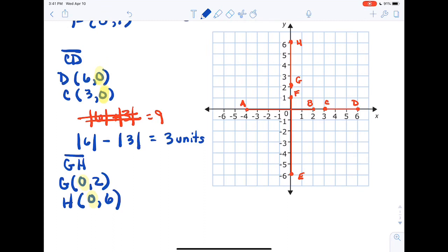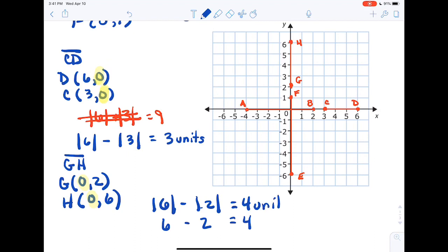So we can take the absolute value of 6 and subtract the absolute value of 2. So the absolute value of 6 is 6. Absolute value of 2 is 2. So that equals 4.